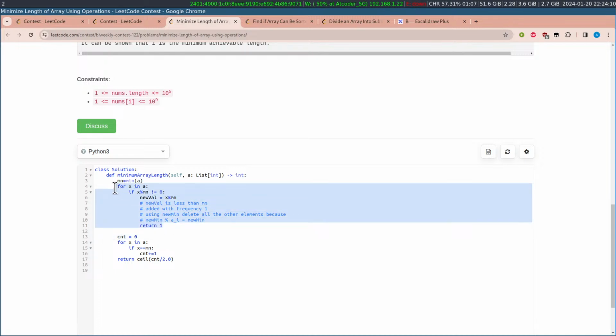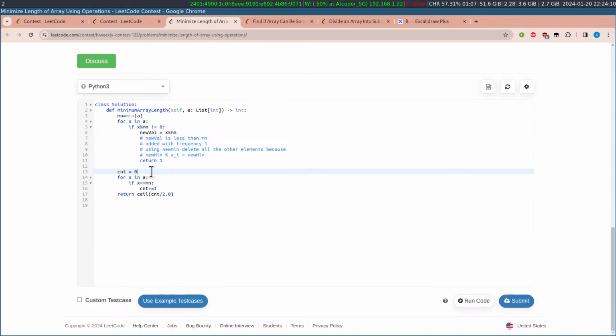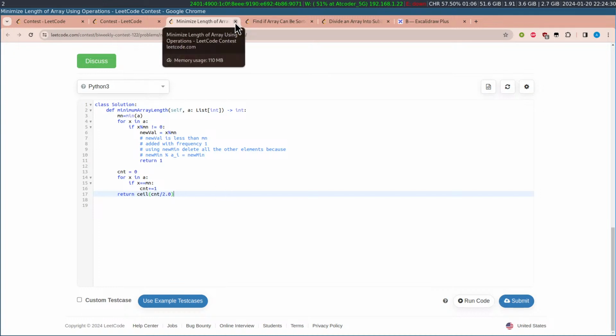And if we are not returning anything over here, then we maintain a counter. We run over all the elements and count how many times the minimum element appears. Count them, and I'm returning it in pairs. So ceil of count by 2 would be my answer. So I will move on to the last problem now, if there are no other questions on the first three problems.